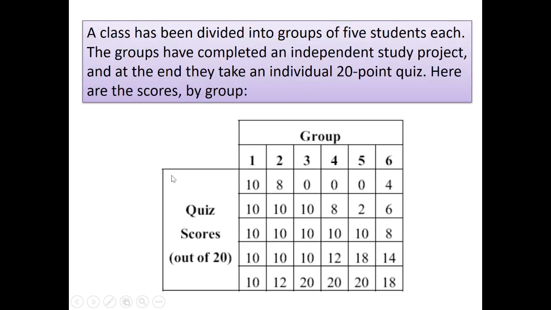So let's talk about what a standard deviation might look like and how we're going to find it. So I've got a class. I've divided it into 6 groups of 5 students each. What I have here are their quizzes, the scores they got, with a maximum of 20 points. And we want to figure out some data about those. So if we take a look at these, I've got group 1, group 2, group 3, group 4, group 5, group 6. I'm going to put all these in my calculator.